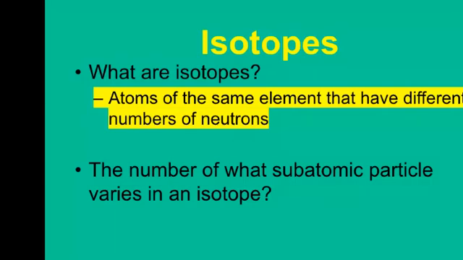Type it in the chat. You can unmute and let me know. Which subatomic particle is changing in an isotope? Is it the amount of protons, neutrons, or electrons? It is neutrons. Isotopes means we're changing the amount of neutrons. The other stuff is staying the same.